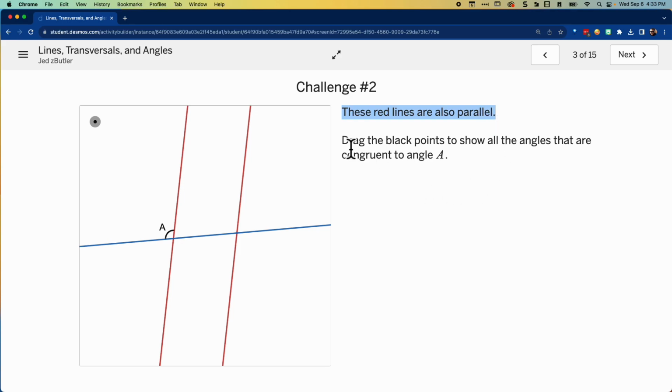These red lines are also parallel. Drag the black points to show all the angles that are congruent to A. All right, let's see how many we're going to drag here. So we got that first one. That totally looks congruent. Now I'm going to drag some more. It looks like we have 3, 4. We could drag even more maybe.